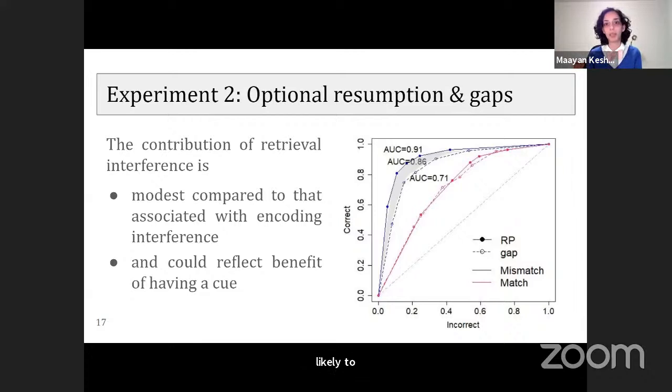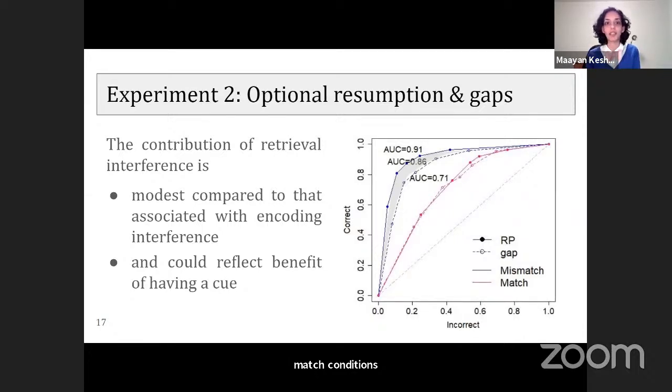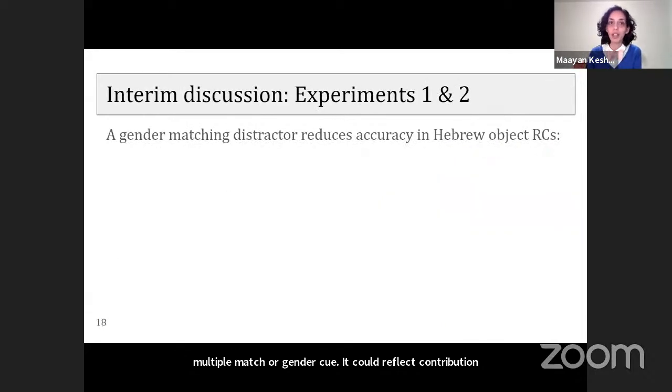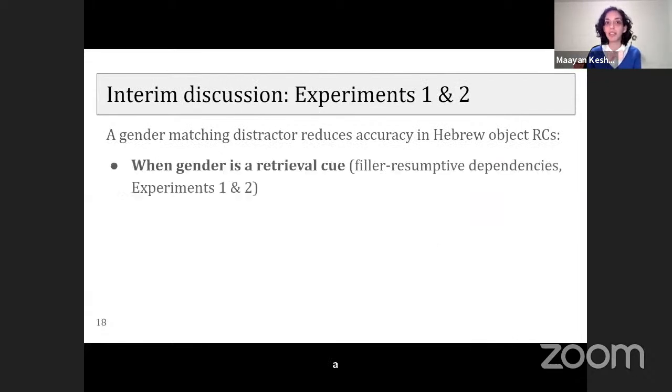We see the same discriminability level in the pink lines representing the match conditions for both gap and resumptive resolutions. So it's not clear that the shaded gray area reflects the interference due to multiple matches for the gender cue. It could also just reflect the contribution of having a retrieval cue with a single match over not having a cue at all. So overall, we've seen that a gender matching distractor can interfere with the comprehension of Hebrew object relatives.